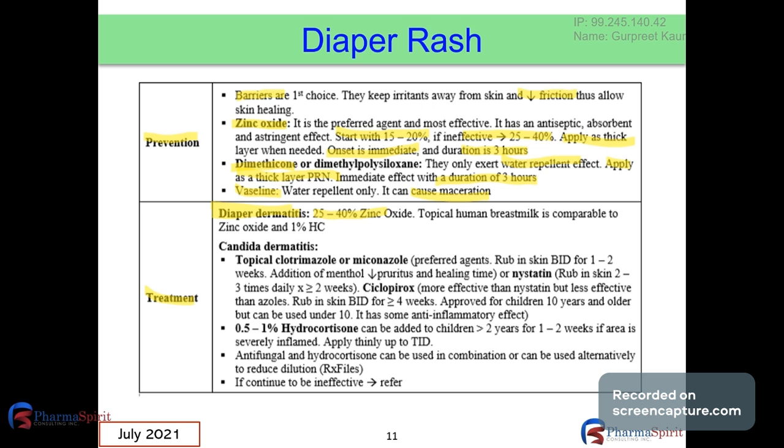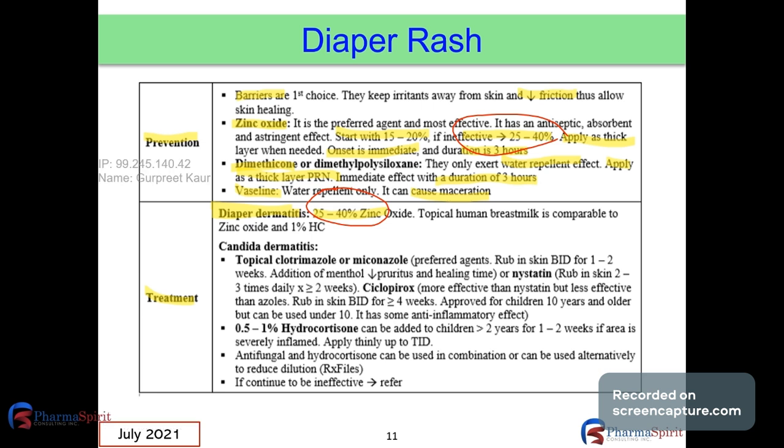Someone will say, okay, well, the 25% to 40% zinc oxide is also used here for the prevention. How can we do this? So now let's discuss this a little bit in details. Our first choice, of course, is to prevent diaper rash. So for the prevention, we give 15 to 20% zinc oxide. This is our first choice. So the mother should be using that.